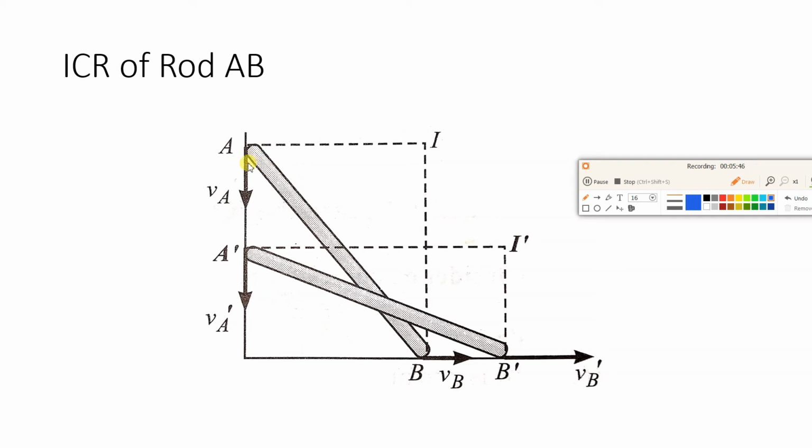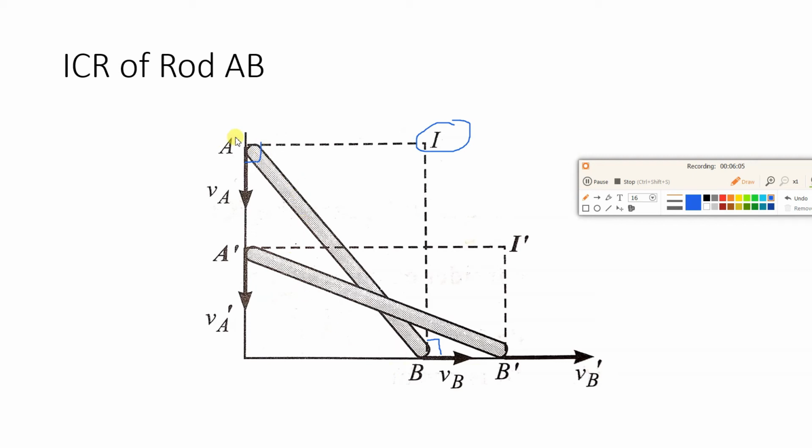VA is the velocity vector. To this vector I have drawn a perpendicular, the dotted line. Now to VB also I have drawn a perpendicular. Wherever these two perpendiculars intersect, that is the ICR, I. So it is for this instant.